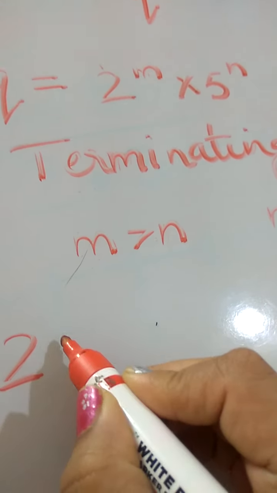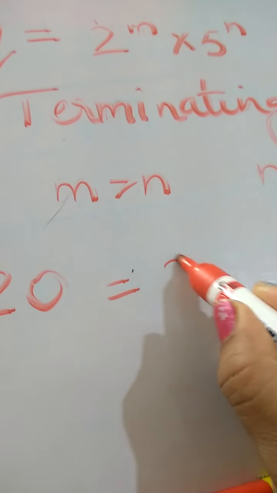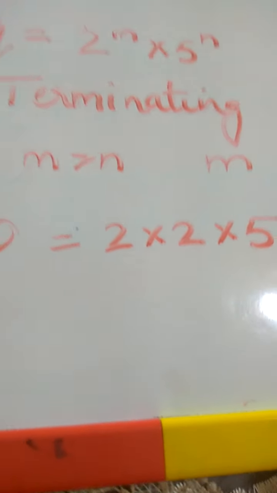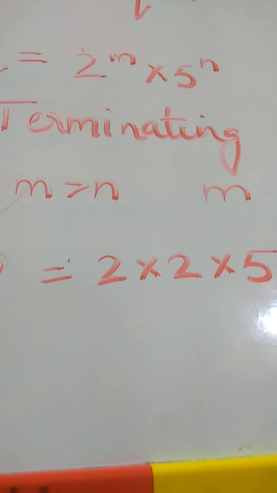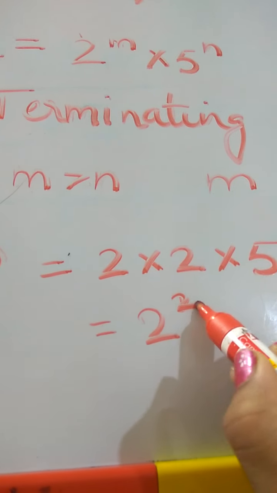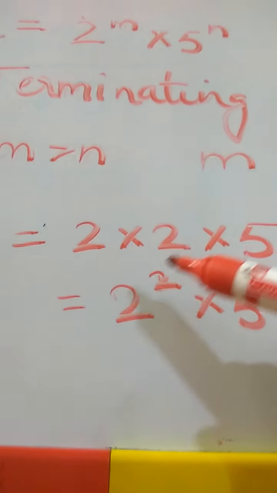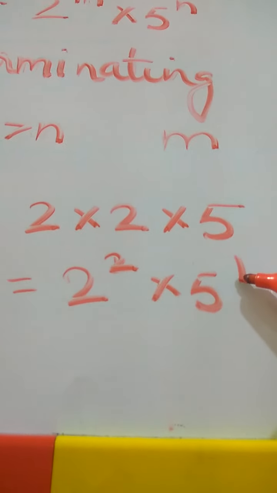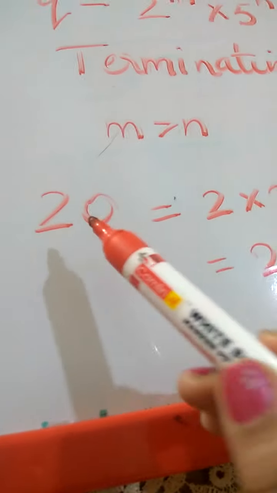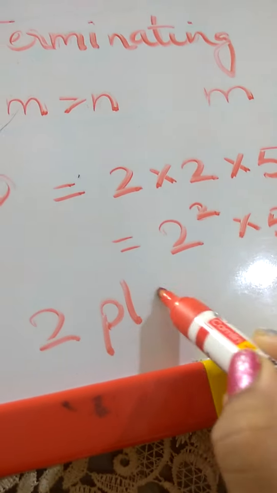Suppose the number is 20. The factors of 20 are 2 into 2 into 5. So this can be written as 2 to the power 2 and 5 to the power 1. So here m is 2 and n is 1. So which one is greater? Here this 2 is greater. So that means its decimal expansion will terminate after 2 places.